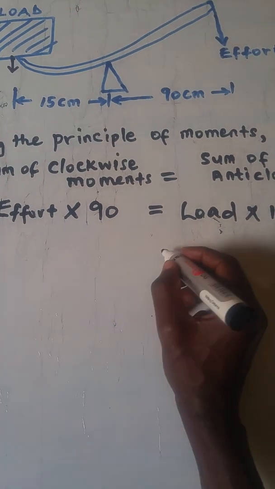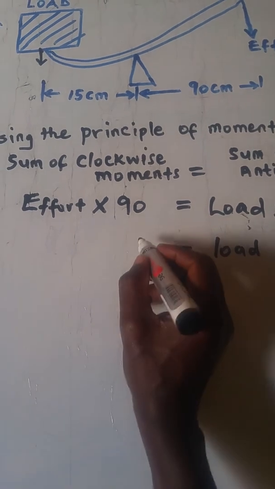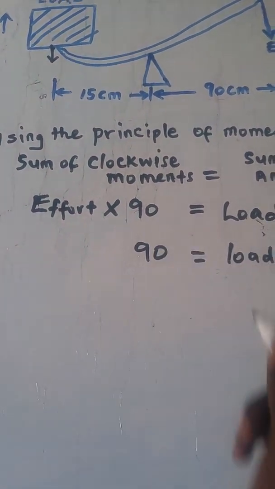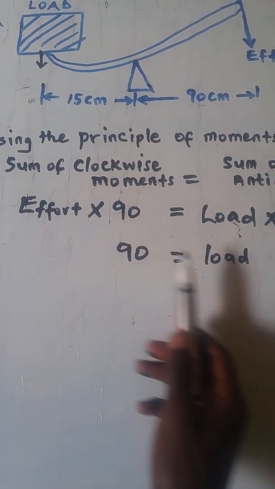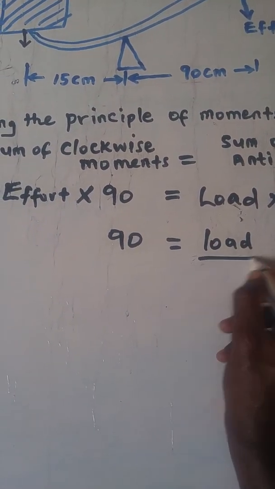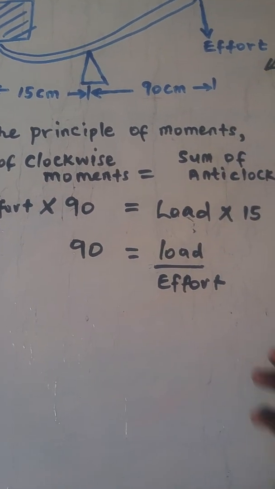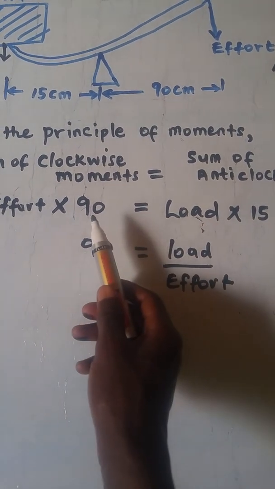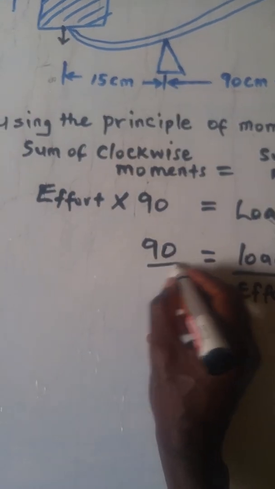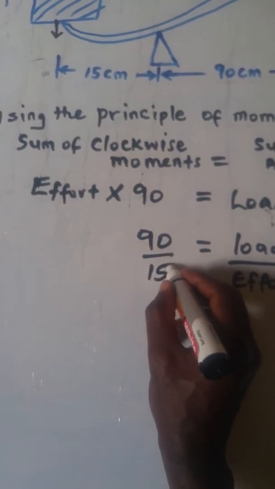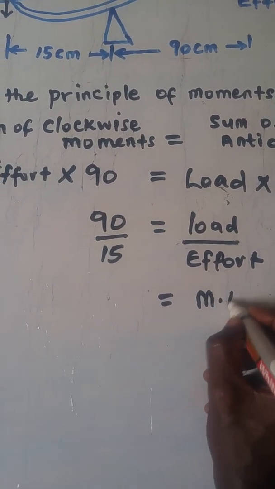So what we shall do, we shall simply leave the load here, and we shall also leave this 90 here. Then we make the effort cross this side of the load. Because this is a multiplication, when it crosses, it becomes division over effort. Is that okay? Then this 15 also will cross to 90. Because this was a multiplication, it becomes a division. So this will be 90 divided by 15. Is that okay? Now, load divided by effort is the same as mechanical advantage.